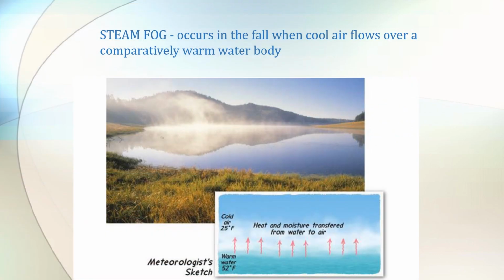So there is another way, as I've said, to form the fog, when the saturation occurs primarily because of the addition of water vapor to air. The resulting fog is this. This is one of the evaporation fogs, the steam fog. This image shows the steam fog rising from Sierra Blanca Lake in Arizona. This steam fog occurs in the fall when cool air flows over a comparatively warm water body. So the steam fog happens over a warm water body.